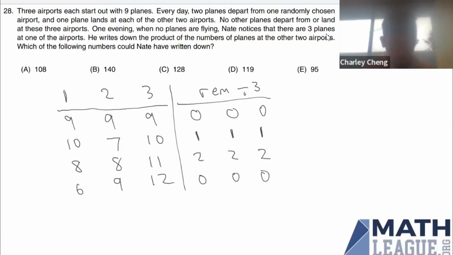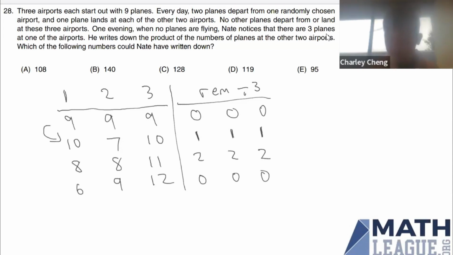So from this day to this day, airports 1 and 3 increased by 1, and airport 2 decreased by 2. If we increase the number by 1, the remainder will also increase by 1. So it'll go from 0 to 1, 1 to 2, and then 2 to 0. However, if we decrease the number by 2, we're also increasing the remainder by 1. You can try and convince yourself why this is true.